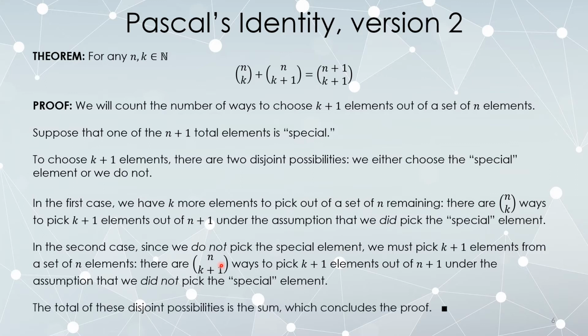Altogether, the number of ways to choose k plus 1 out of n plus 1, pick one of them to be special. Maybe you do choose it, in which case there's n choose k ways to choose out of the remaining n. Or maybe you don't choose it, in which case you have to choose all k plus 1 objects out of the n unspecial objects. So by counting our elements cleverly, we were able to establish Pascal's identity in a different way.